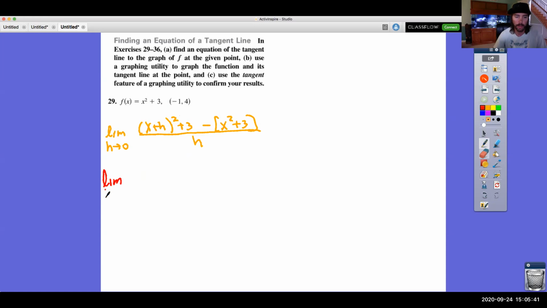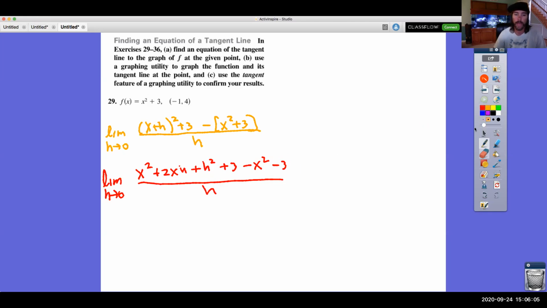Limit as h goes to 0. Square the first, double the product, square the last. Bring down the plus 3. Distribute the negative: minus x squared minus 3. That's why I use the bracket, so I didn't forget to do minus both of those. Over h.